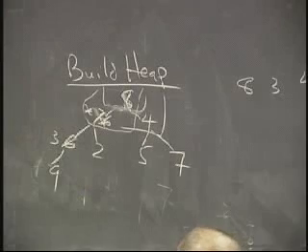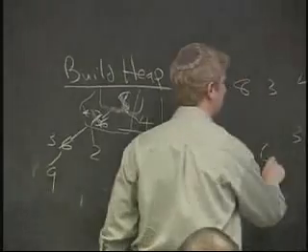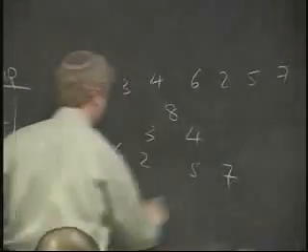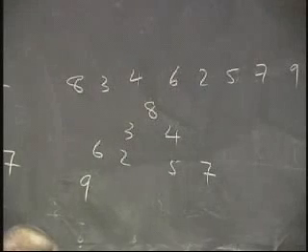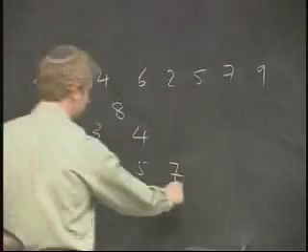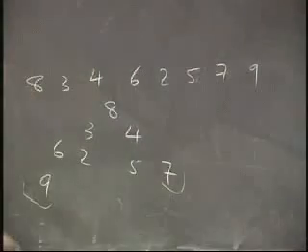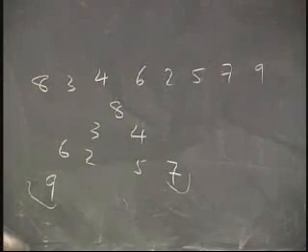Here's one way. The next way works like this. We'll start with the same list. 8, 3, 4, 6, 2, 5, 7, 9. And this way works from the bottom up. 9 is a heap all by itself. Well, we'll include 7. 7's a heap all by itself. The leaves are heaps all by themselves.